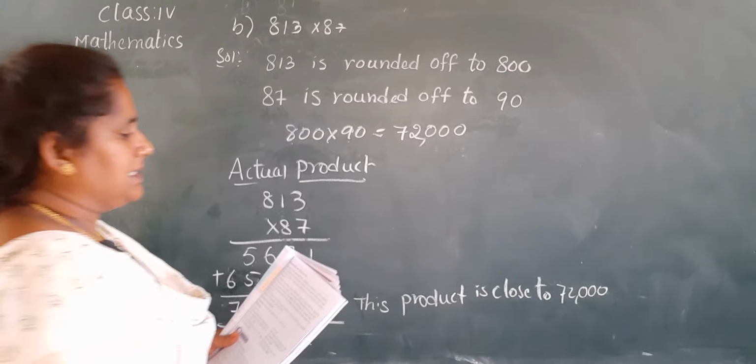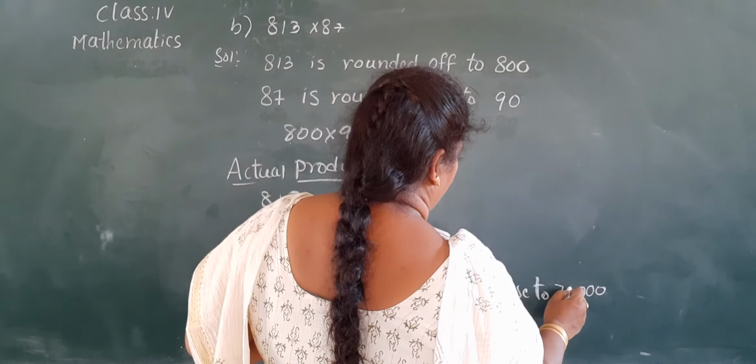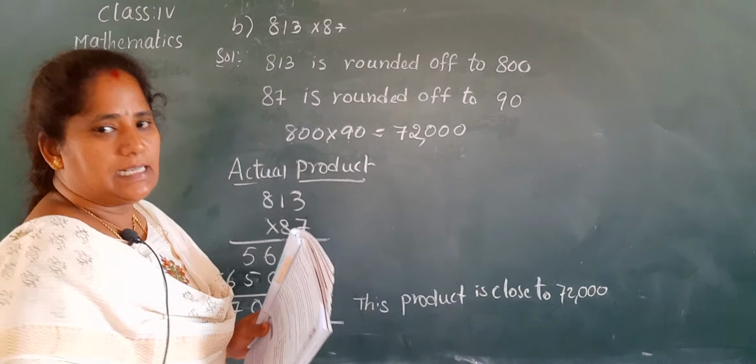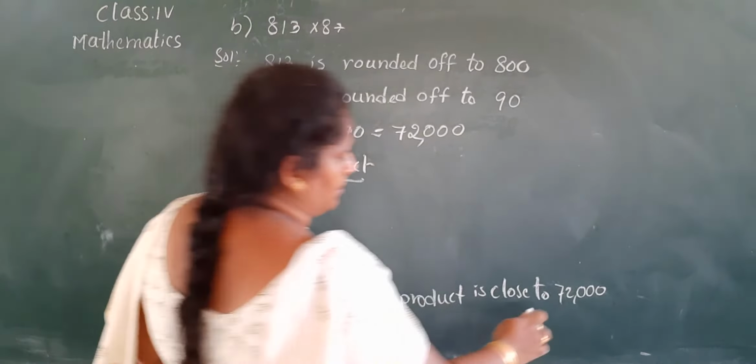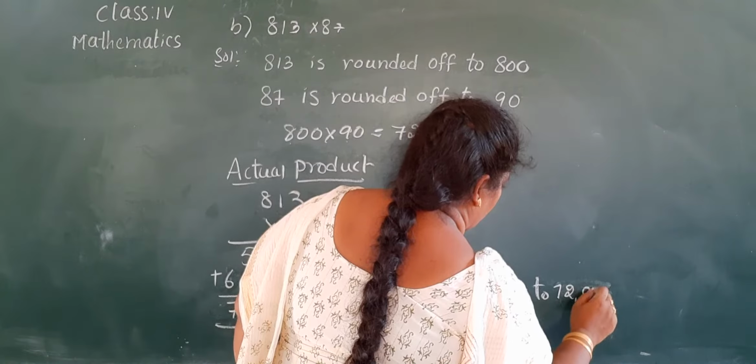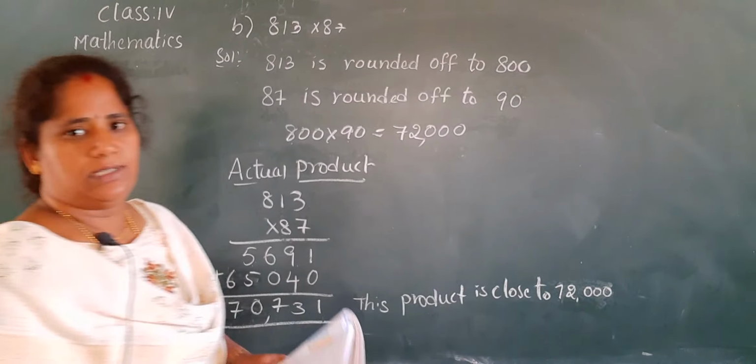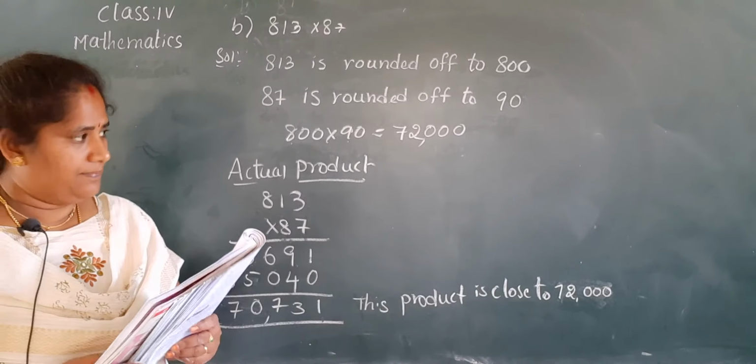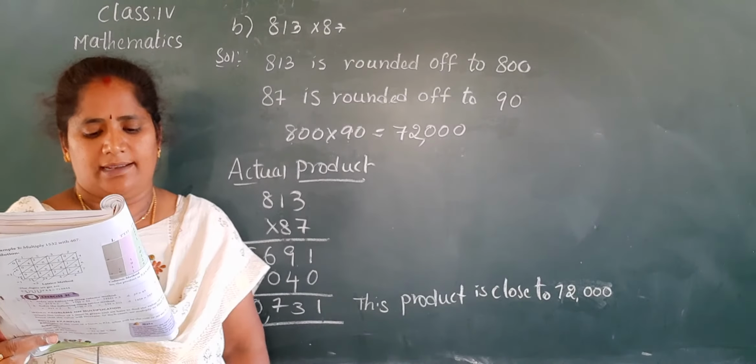Note down in your classwork neatly, children. This is the comma, I will write 72,000 neatly. Okay. Now Exercise 3D.